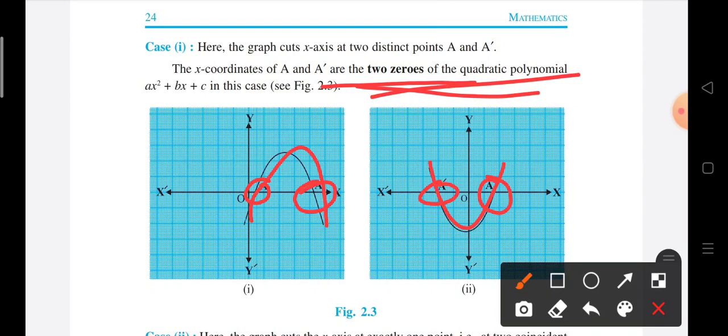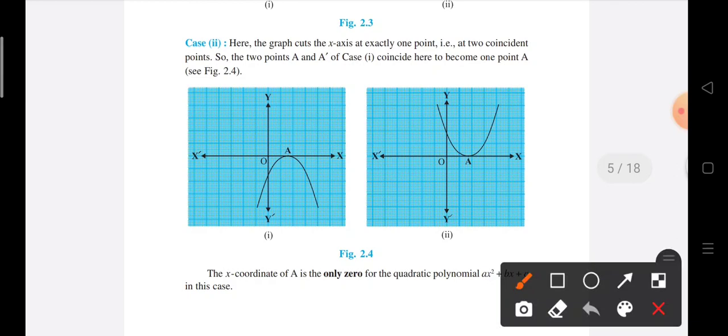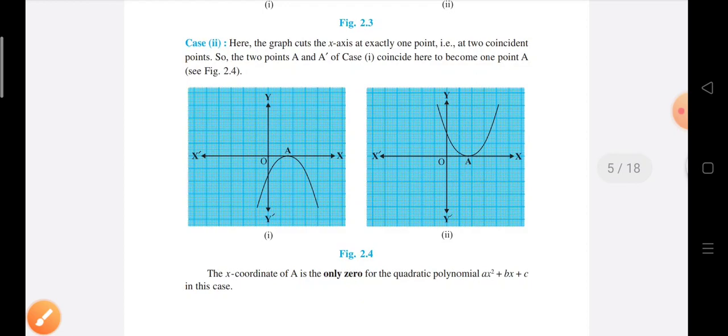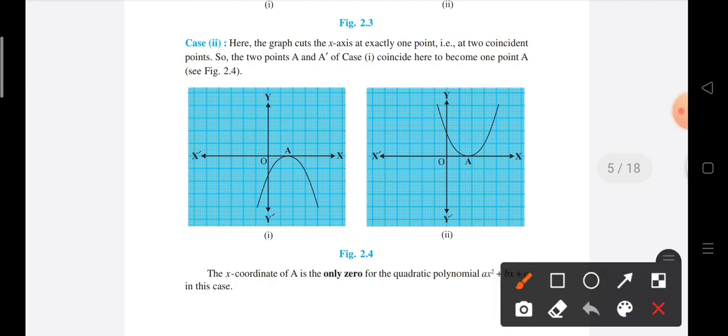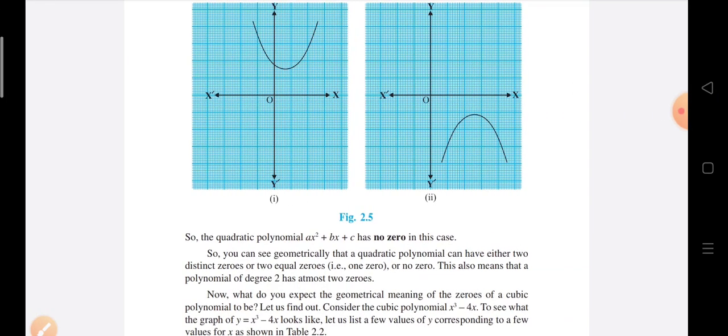Clearly you are able to see that. Now you are able to see that here the graph cuts the x-axis only at one point, so it is having only one zero. The quadratic equation is having only one kind of zero. So the x coordinate of A is the only zero of the quadratic polynomial. That means both the values of the zeros are the same. Clear? But at most you can get two zeros for a quadratic polynomial.